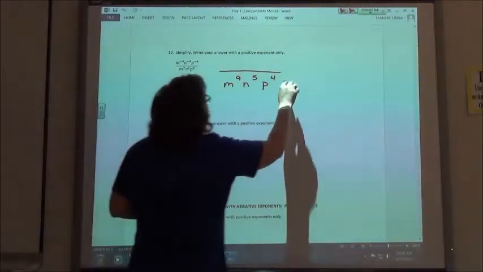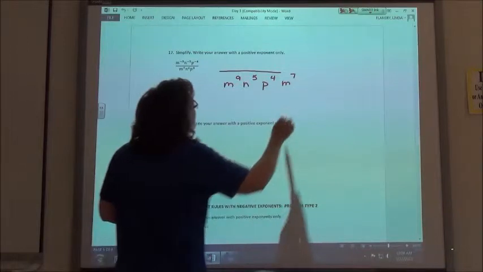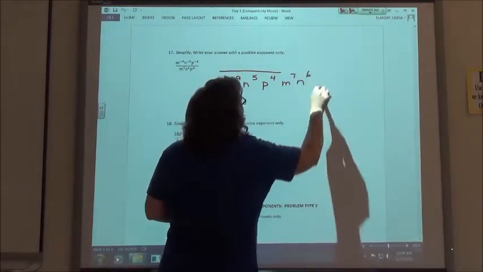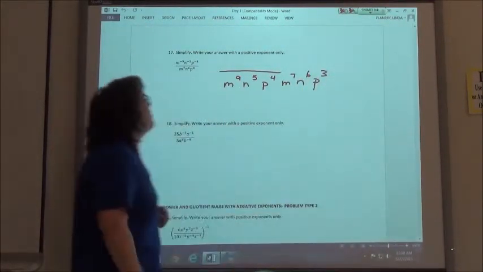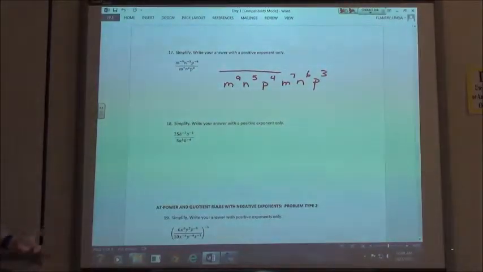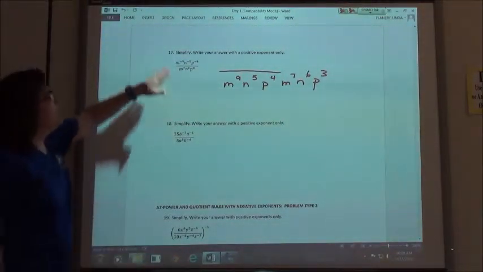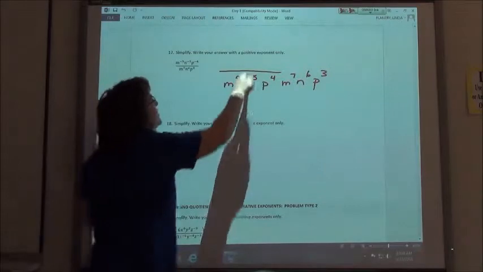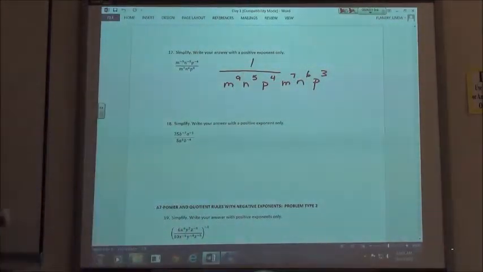The m to the 7th is going to stay on the bottom. The n to the 6th is going to stay on the bottom, and the p to the 3rd is going to stay on the bottom. Well, what's on top then? We have to remember that the coefficients in front of these are 1s, so there is a 1 up on top of my fraction if everything else is moved down to the bottom.